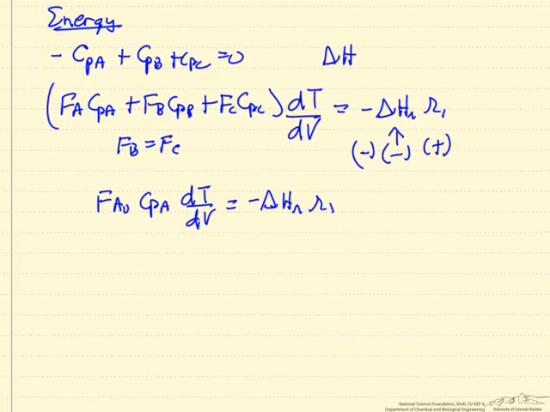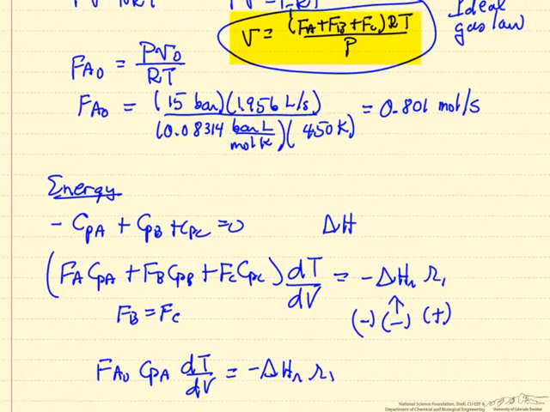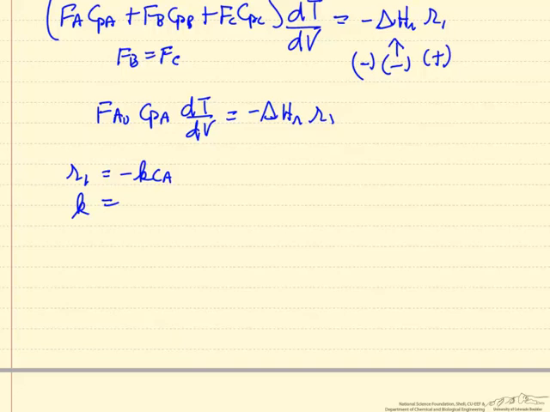We're going to need a few other things. R1 is minus kCA. We're going to have to substitute in the value for k, which is given in our problem statement. We're going to have to use this volumetric flow rate equation. We also need the concentration of A. We're going to calculate the flow rate of A. The flow rate of A divided by the volumetric flow rate gives us the concentration. And then we need to enter the values of heat of reaction, heat capacity of A, the gas constant, and the pressure.